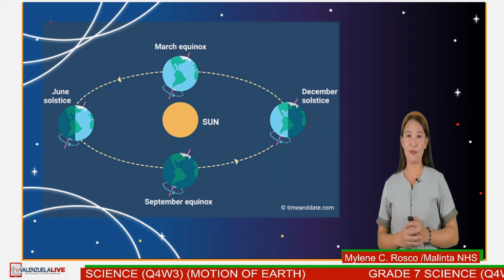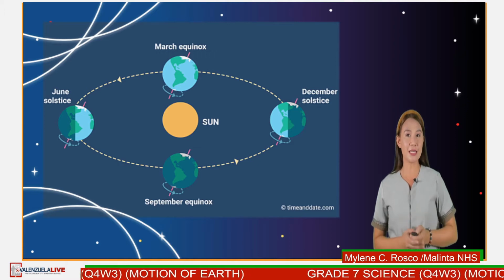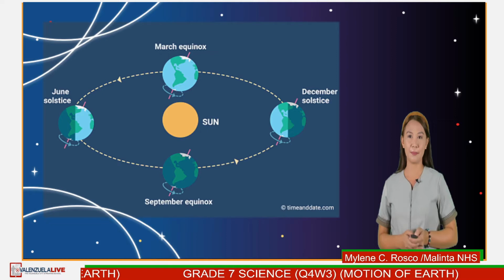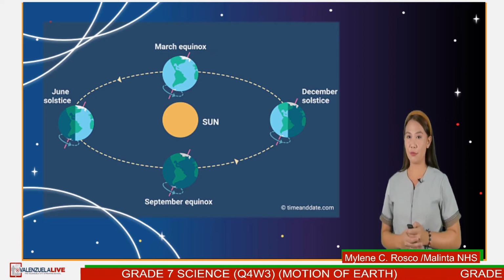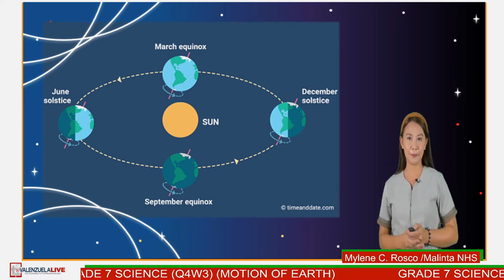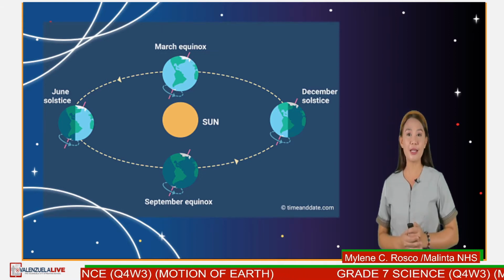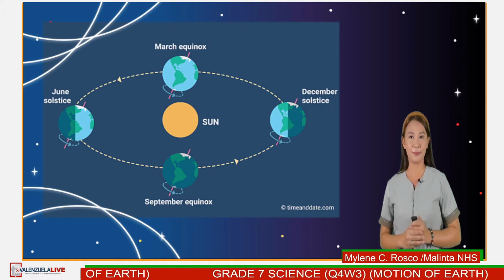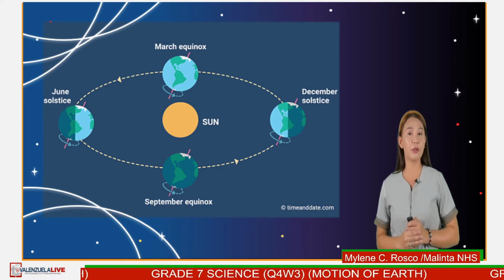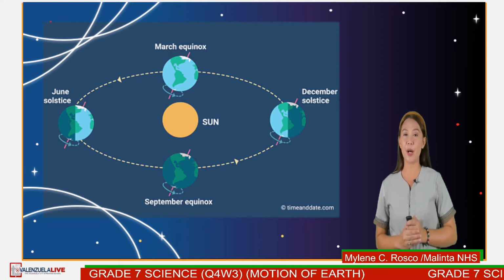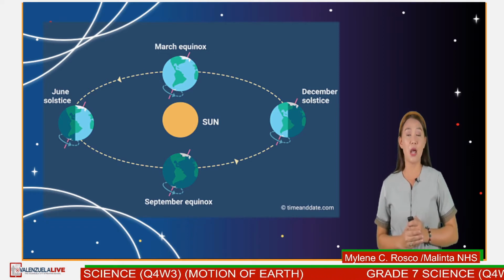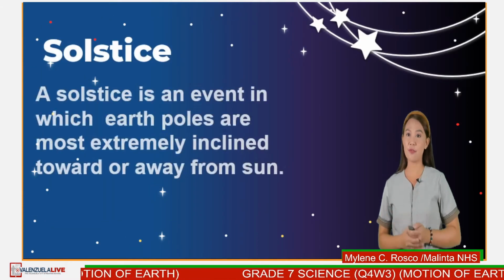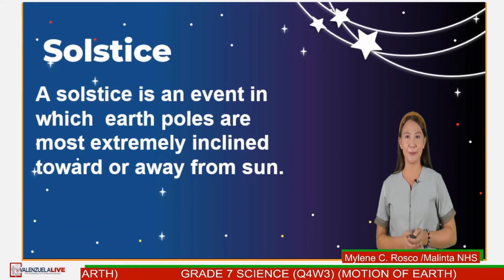Now let's observe this figure. You can see that the Earth is going around the Sun in an elliptical orbit. What can you observe on the Earth inclination? You are correct. The Earth is inclined in the same direction throughout its orbit. We already know that the Earth's axis is tilted about 23.5 degrees relative to the Earth's orbit around the Sun. And because of this tilt, solstices occur.